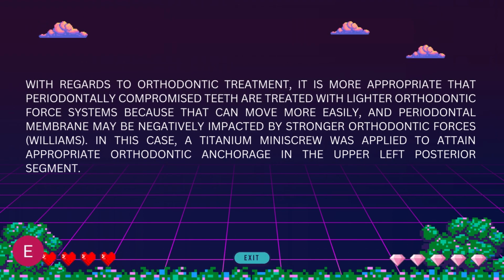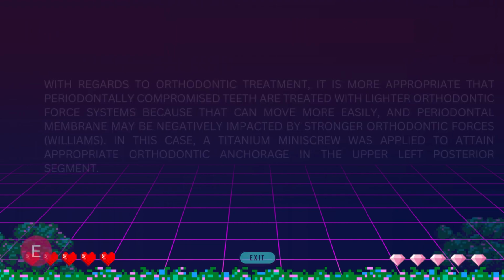With regards to orthodontic treatment, it is more appropriate that periodontally compromised teeth are treated with lighter orthodontic force systems because they can move more easily, and the periodontal membrane may be negatively impacted by stronger orthodontic forces. In this case, a titanium mini screw was applied to attain appropriate orthodontic anchorage in the upper left posterior segment.